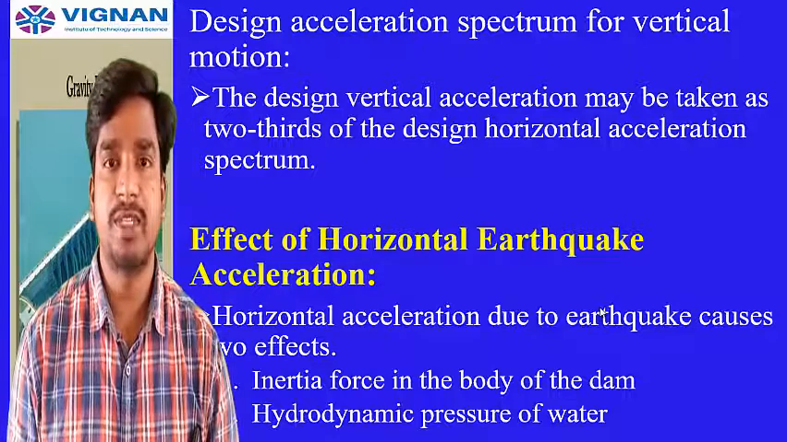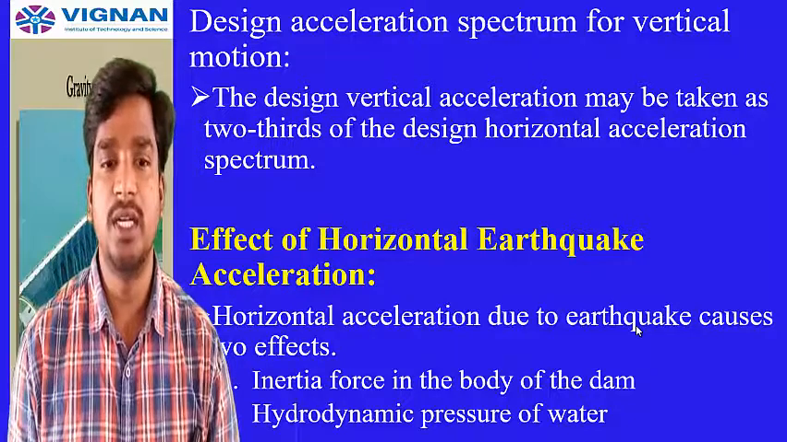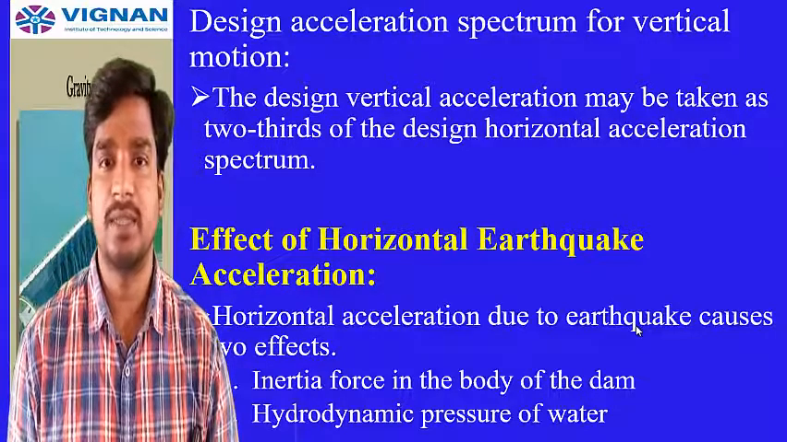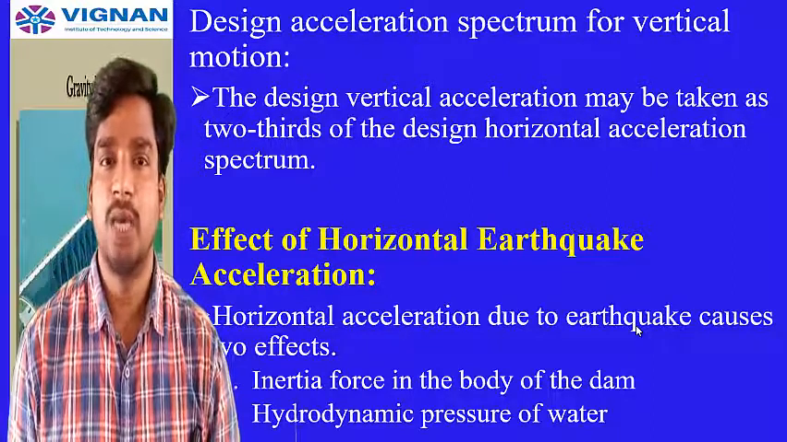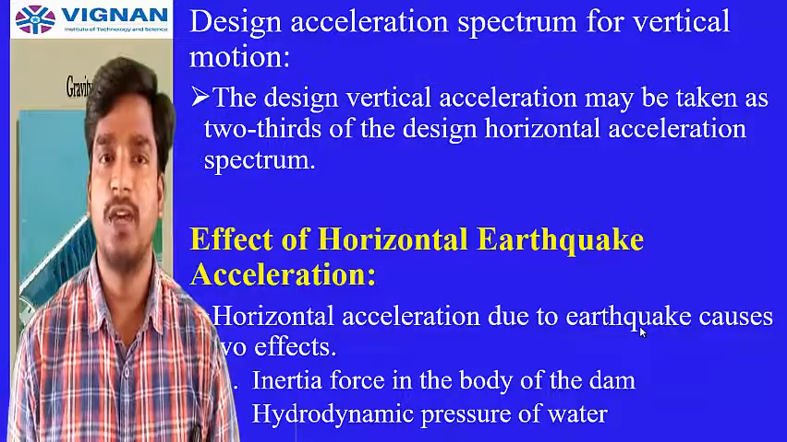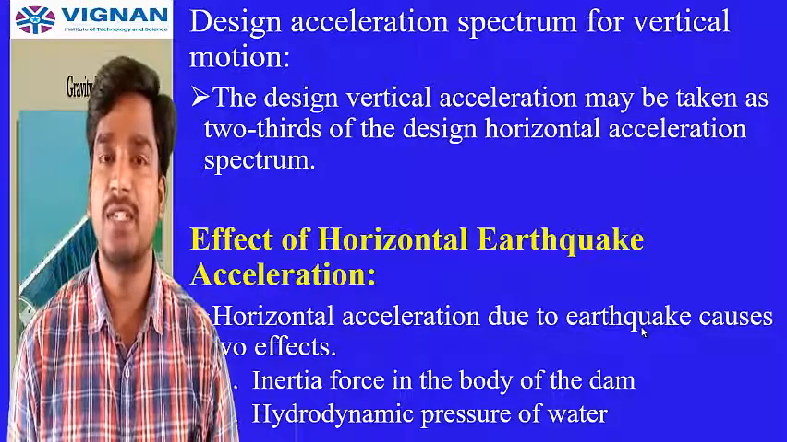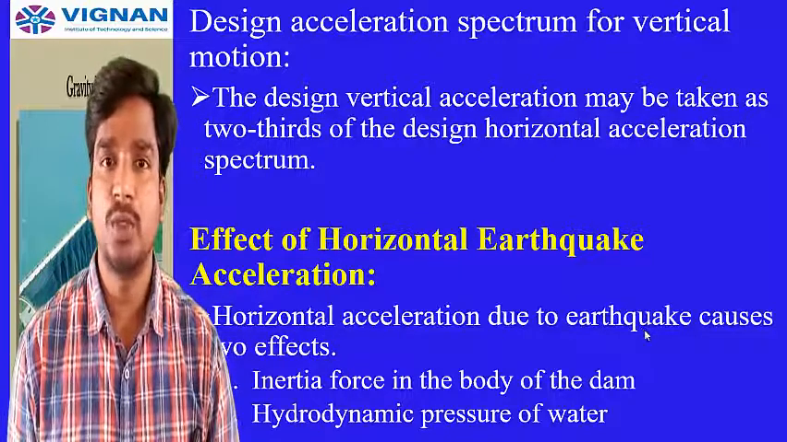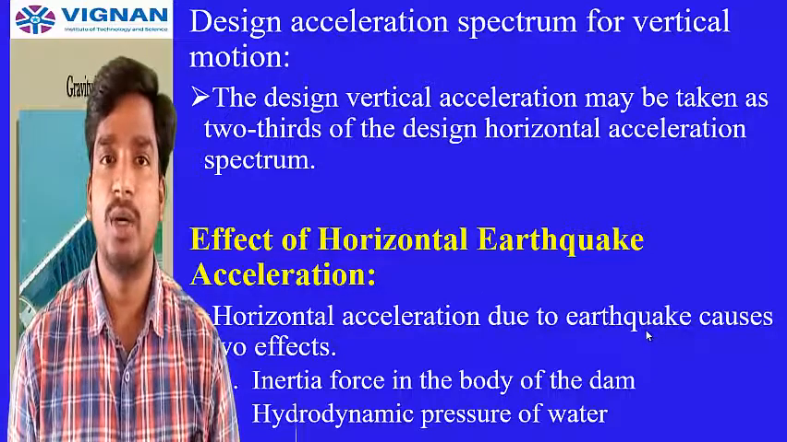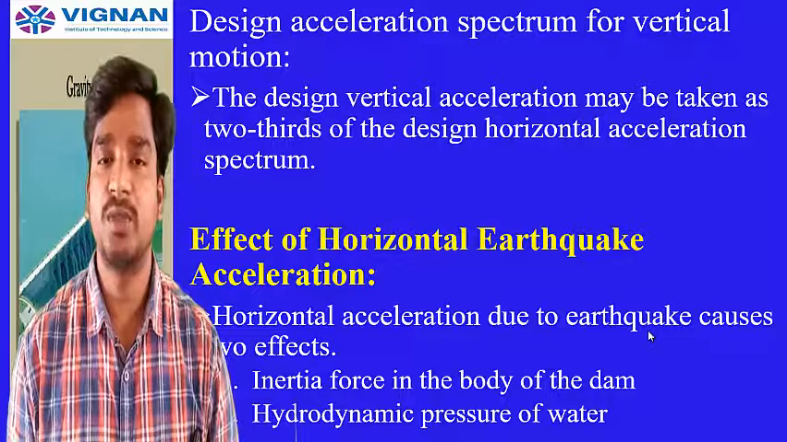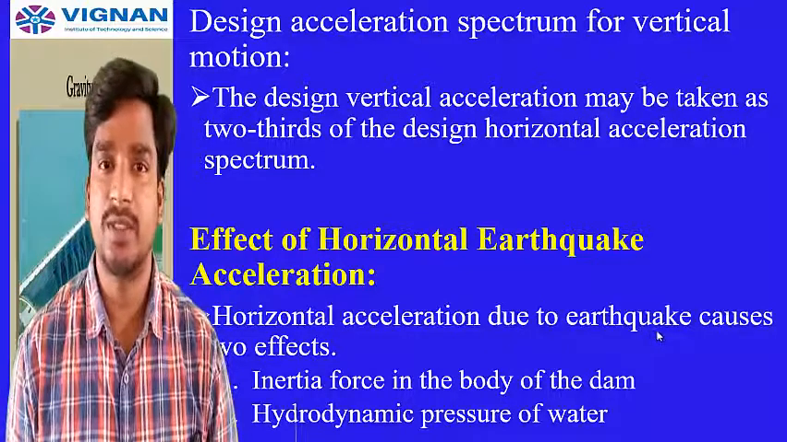In the previous lecture, we discussed the effect of horizontal earthquake acceleration: how it affects the body of the dam, how it creates an inertia force in the body of the dam, and also how it creates hydrodynamic pressure on the water. So these are the two effects generated by the horizontal earthquake acceleration.